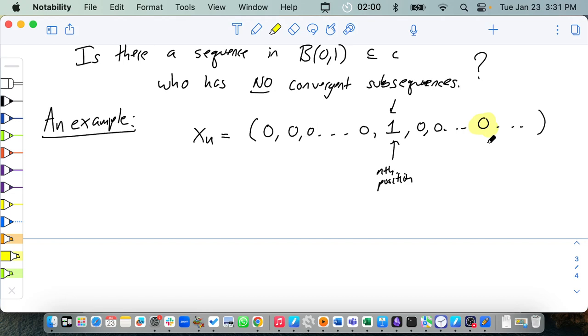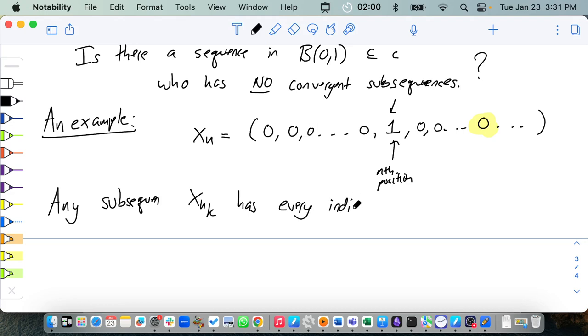And in fact, any subsequence of x_n has the same property. So any subsequence x_{n_k} has every individual component converging to 0.